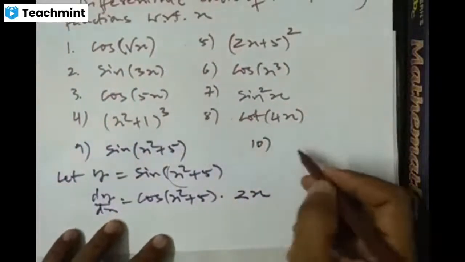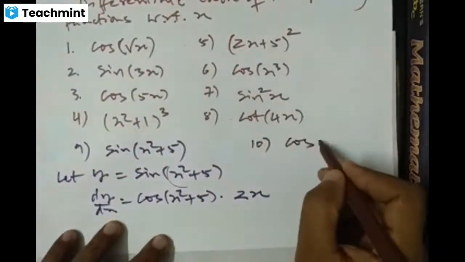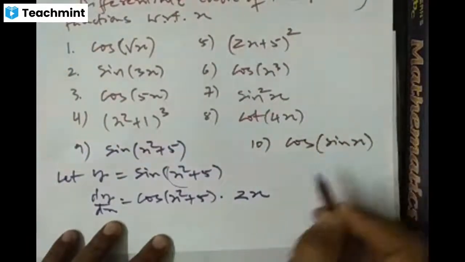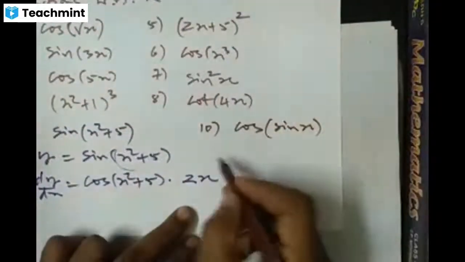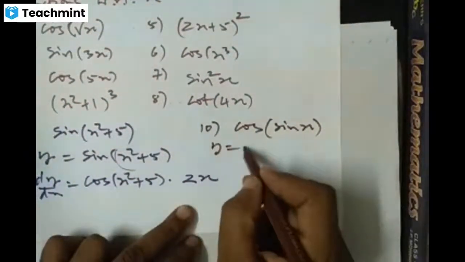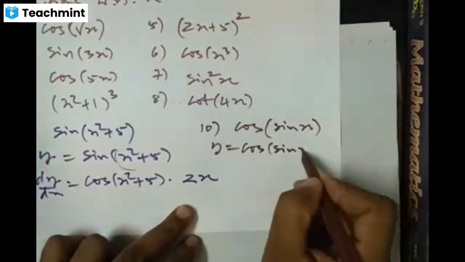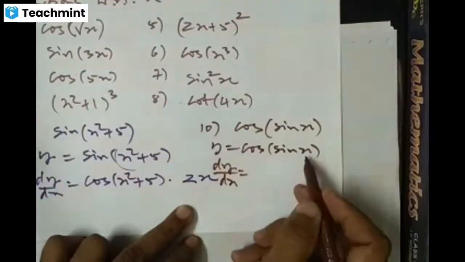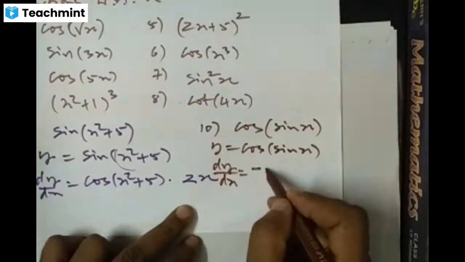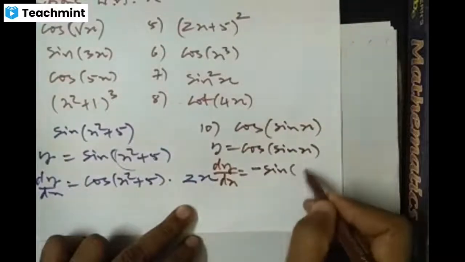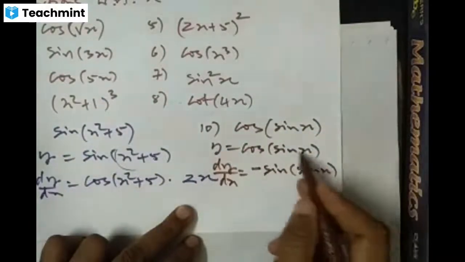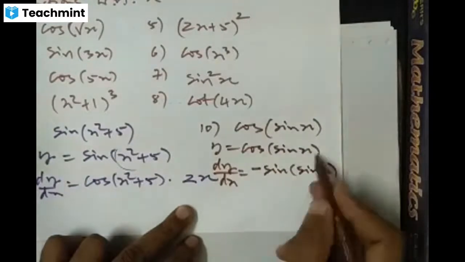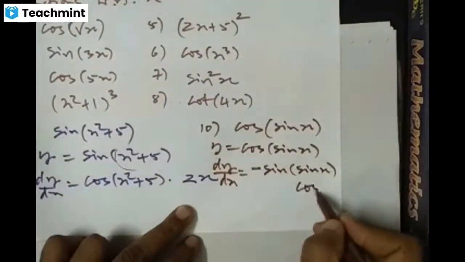The given function is cos of sin x. Let y be equal to cos of sin x. Then dy by dx becomes, what is the derivative of cos x? Minus sin x, right? Minus sin, in place of x we have a function, into d by dx of sin x. d by dx sin x is cos x, correct?